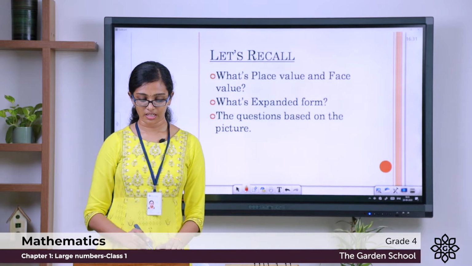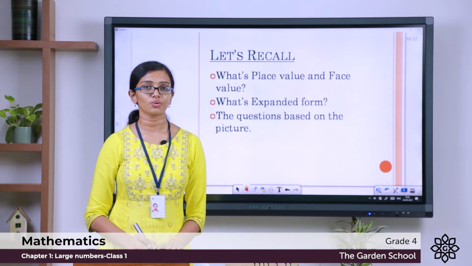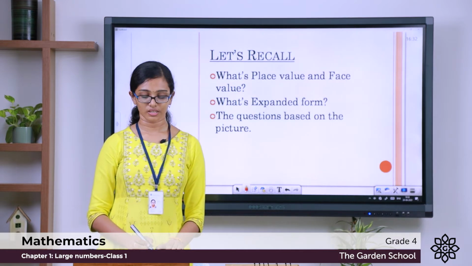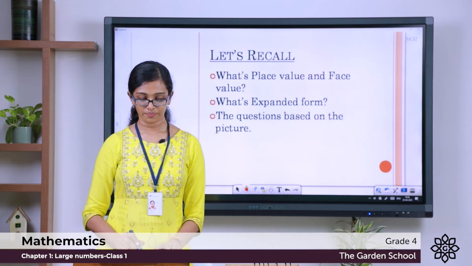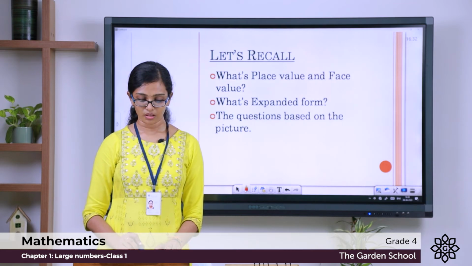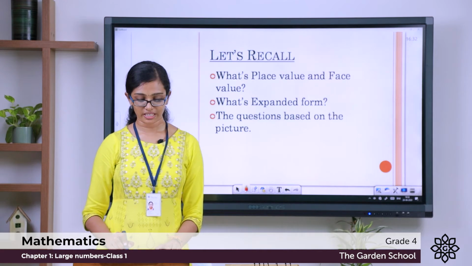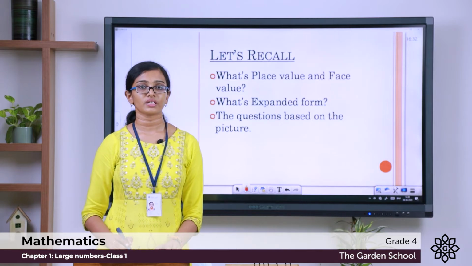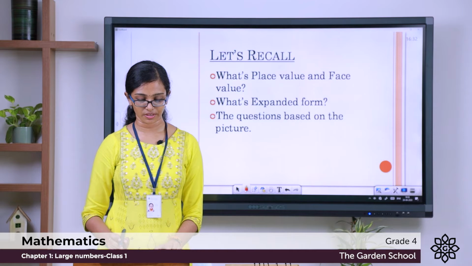or 500. Now in the fourth example, it's a 4-digit number. 5 is in thousands place, so the place value is 5,000s or 5,000. Now there is an example given there for the expanded form. So when you write 5,983 as the sum of its place values, you get it as 5,000 plus 900 plus 80 plus 3. So this is the expanded form for the number 5,983.